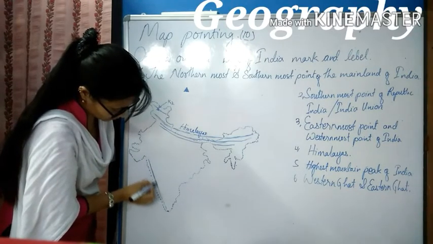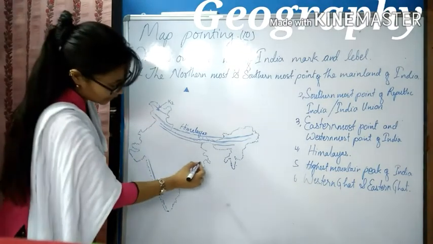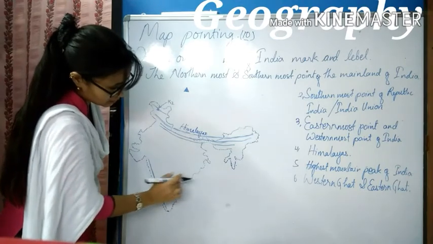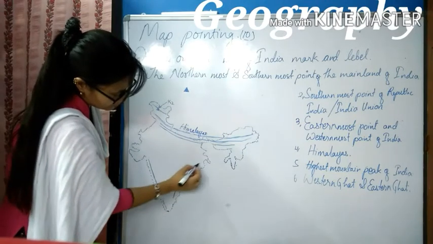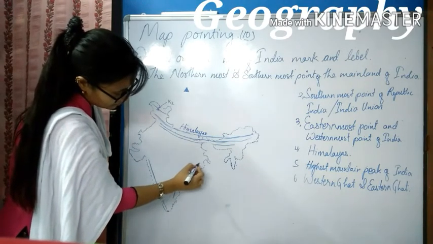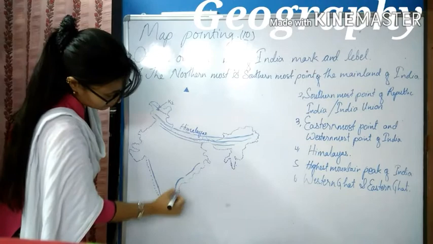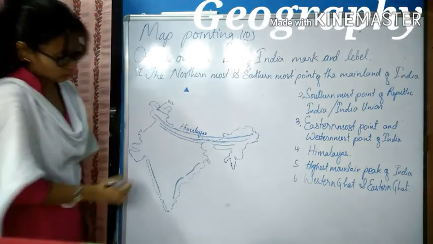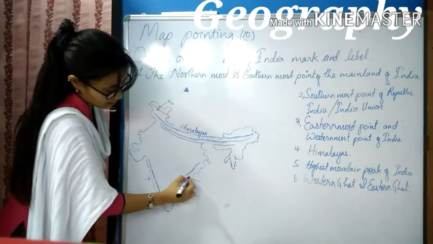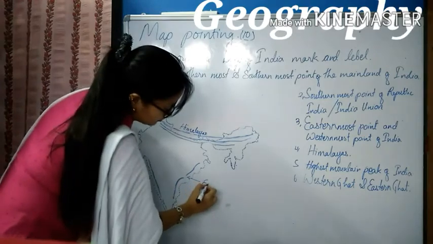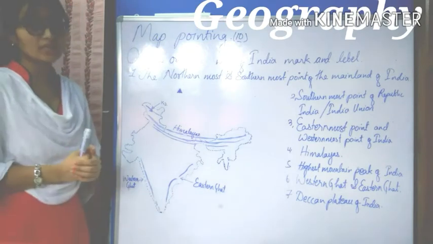So this marks the Western Ghat of India and the Eastern Ghat of India. So these mark the Western Ghat and the Eastern Ghat of India.